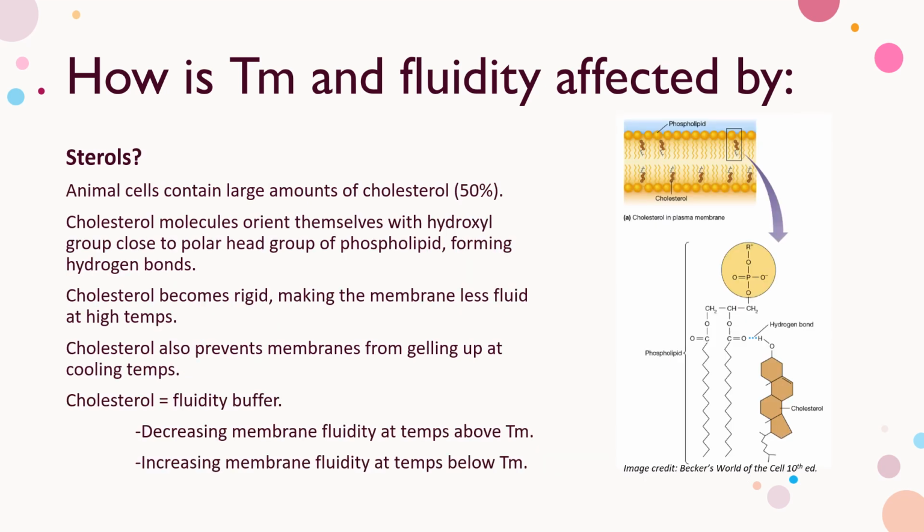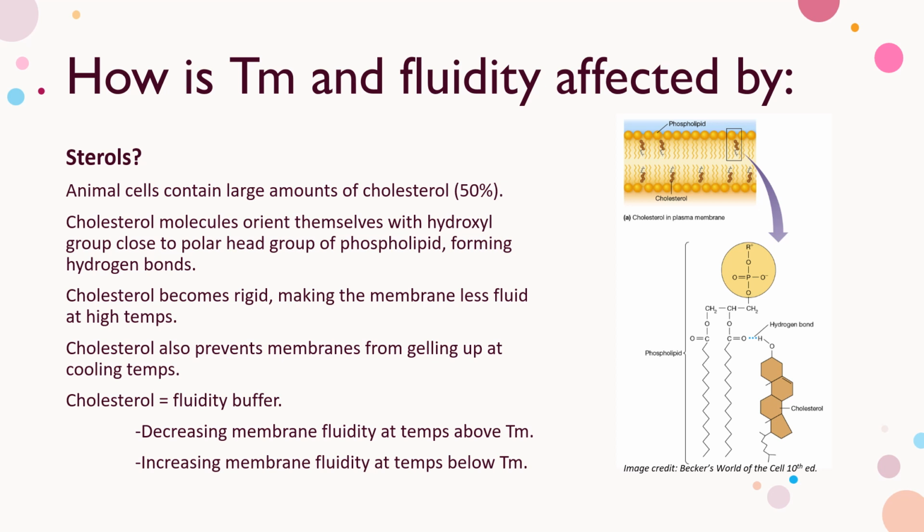How do sterols affect transition temperature and fluidity? Animal cells have large amounts of cholesterol. About 50% of the cells contain cholesterol. Cholesterol molecules are able to orient themselves in the membrane so that the hydroxyl groups closest to the polar head of the phospholipids are able to form hydrogen bonds. This leads to the cell membrane becoming more rigid and less fluid at high temperatures.